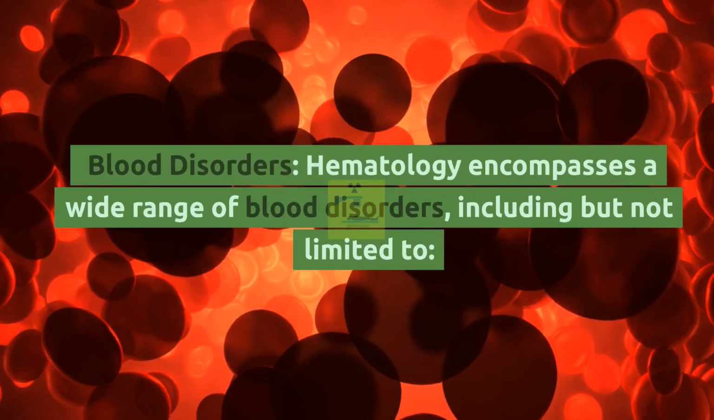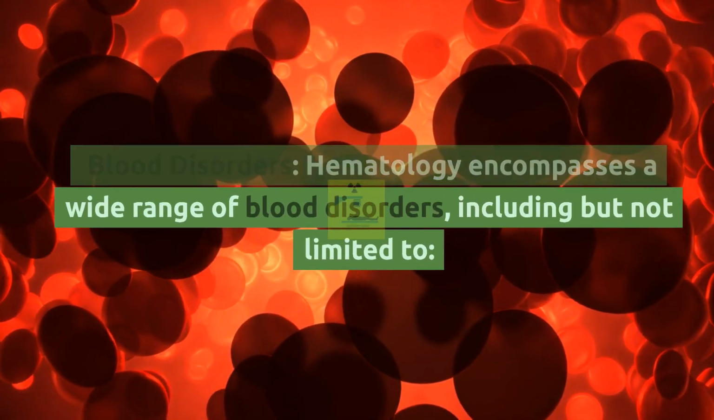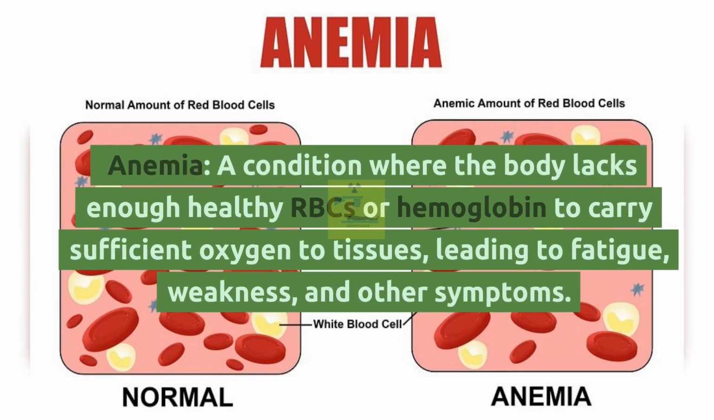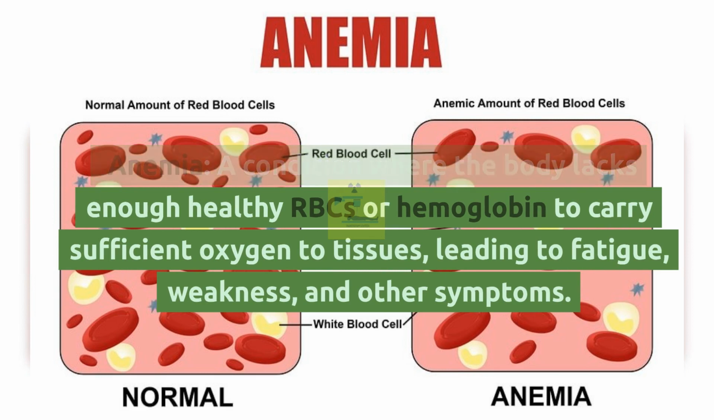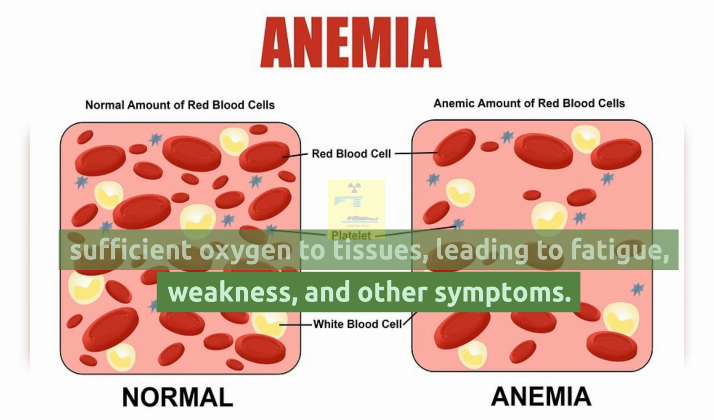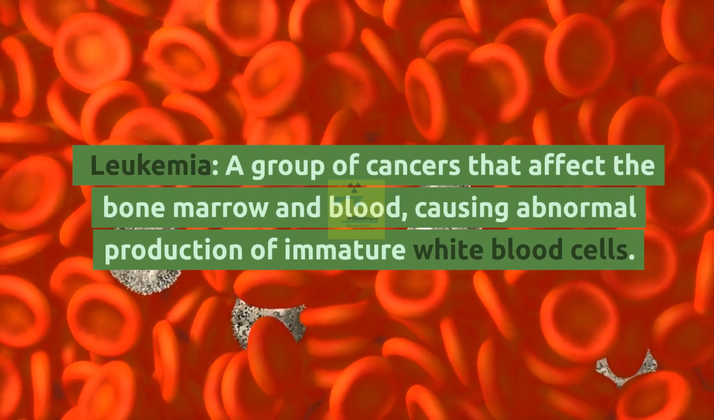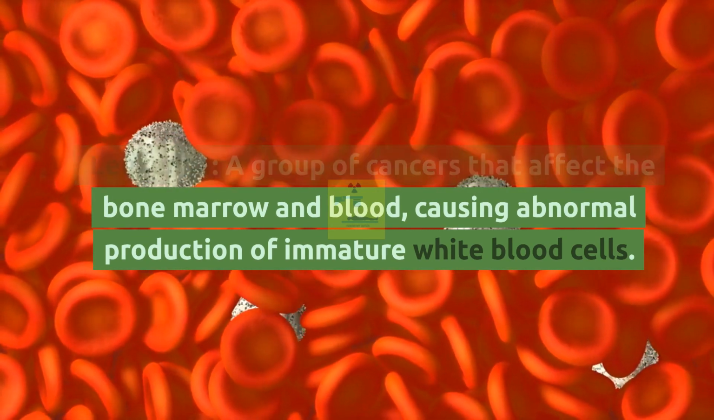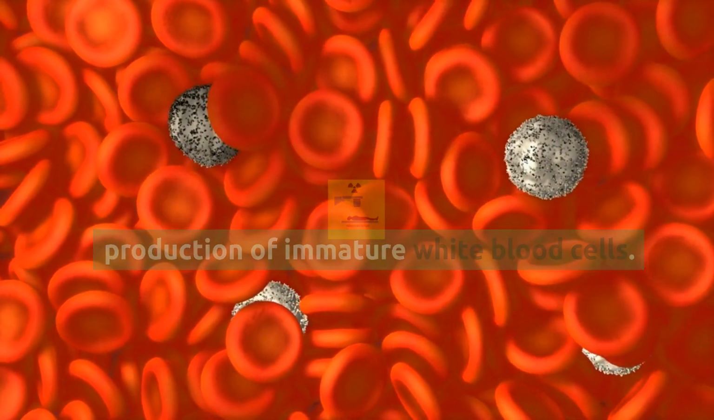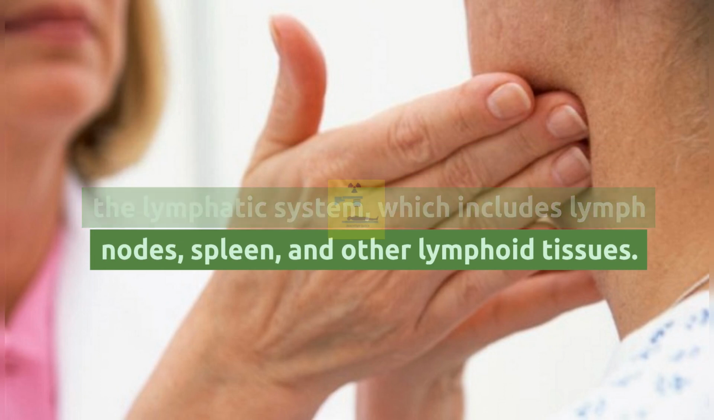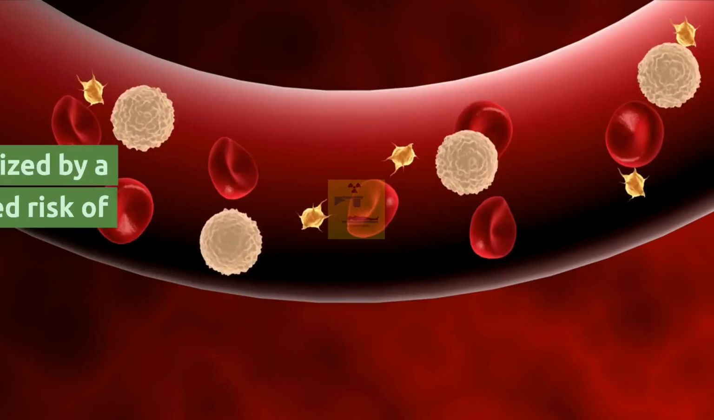Blood disorders. Hematology encompasses a wide range of blood disorders, including but not limited to anemia, a condition where the body lacks enough healthy RBCs or hemoglobin to carry sufficient oxygen to tissues, leading to fatigue, weakness, and other symptoms. Leukemia, a group of cancers that affect the bone marrow and blood, causing abnormal production of immature white blood cells. Lymphoma, a type of cancer that originates in the lymphatic system, which includes lymph nodes, spleen, and other lymphoid tissues.